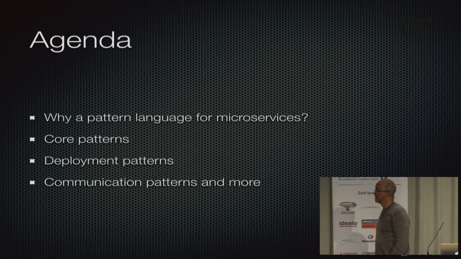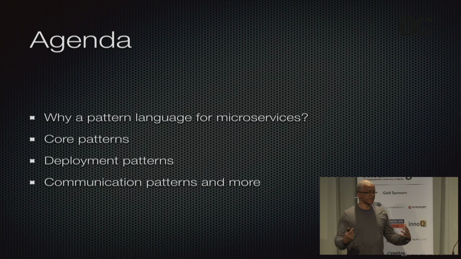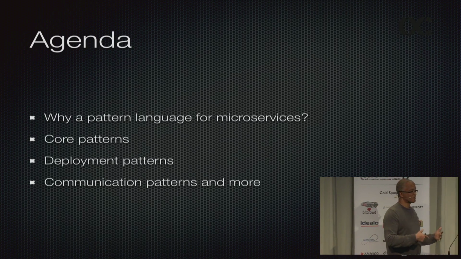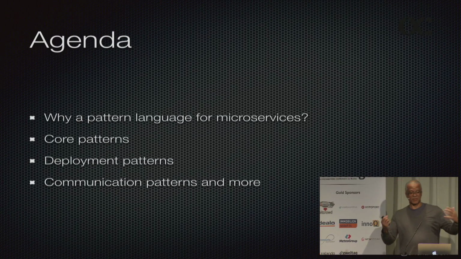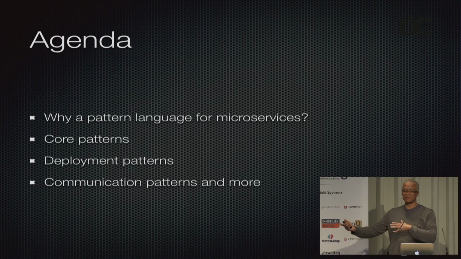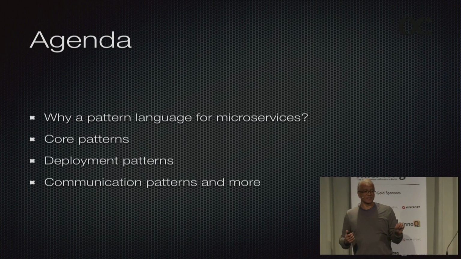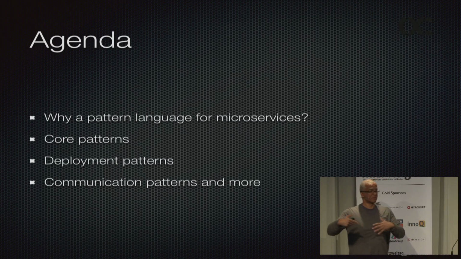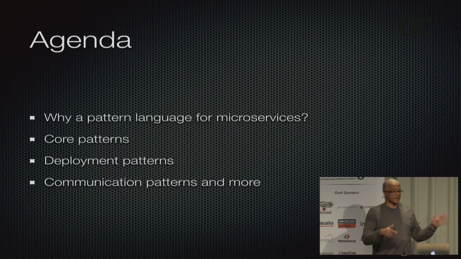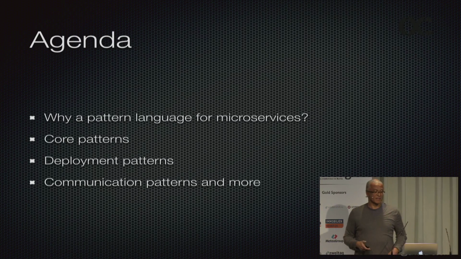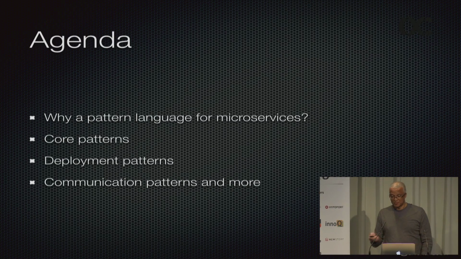So here's the agenda. First, why a pattern language for microservices? Why should we care? After that, I'm going to talk about various different aspects of the pattern language. So the core patterns, monolithic architecture versus microservice architecture. I'm going to dive into detail on deployment patterns, the different ways that you can deploy microservices. And then at the end, I'm going to briefly survey a few of the other patterns in the pattern language. There's quite a lot, and it takes hours and hours to go through them all.